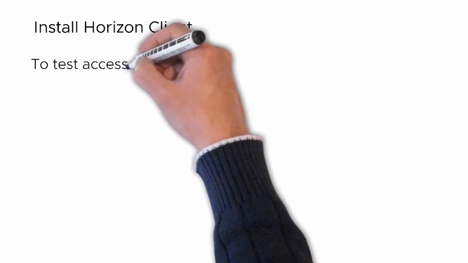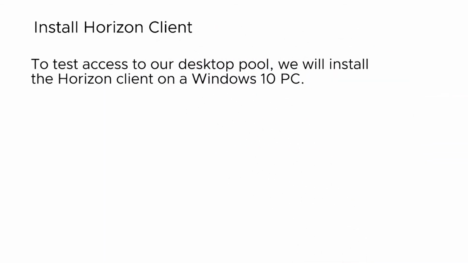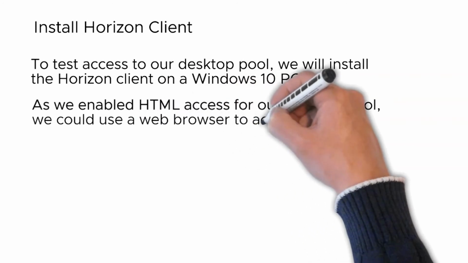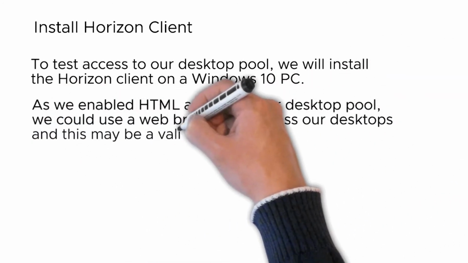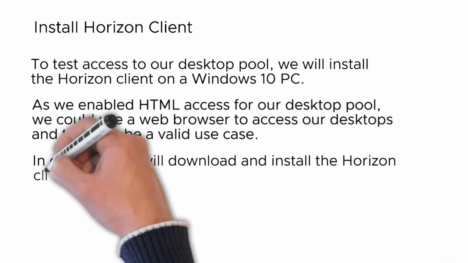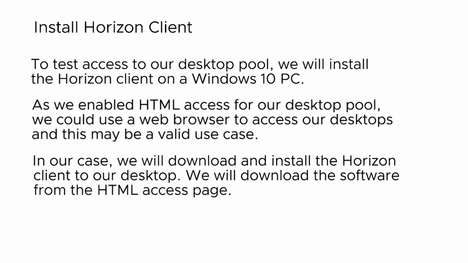To test access to our desktop pool, we will install the Horizon client on a Windows 10 PC. As we enabled HTML access for our desktop pool, we could use a web browser to access our desktops, and this may be a valid use case. In our case, we will download and install the Horizon client to our desktop. We will download the software from the HTML access page.